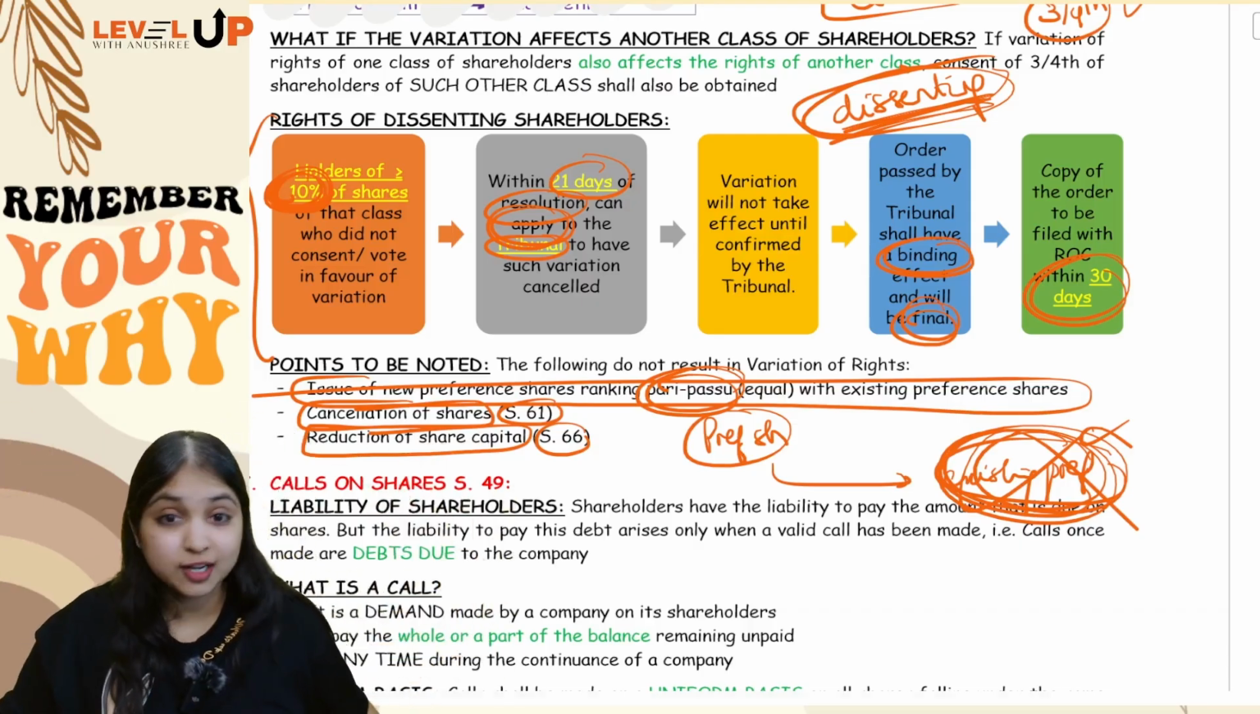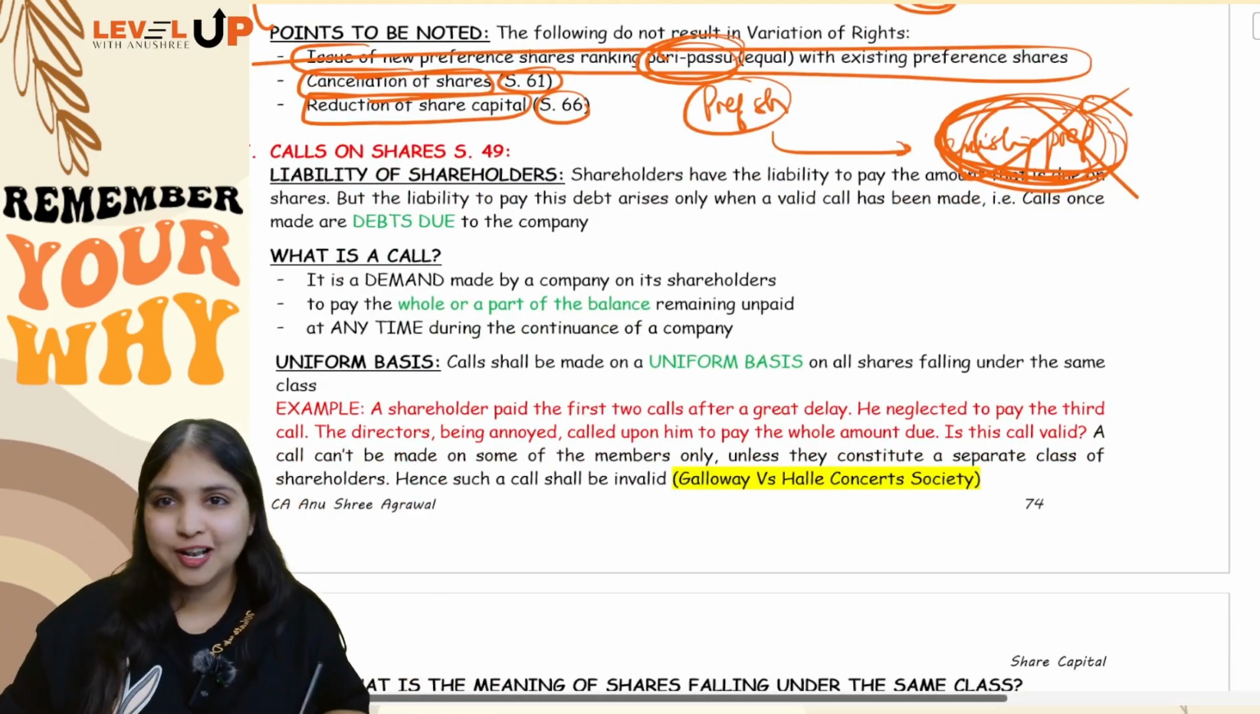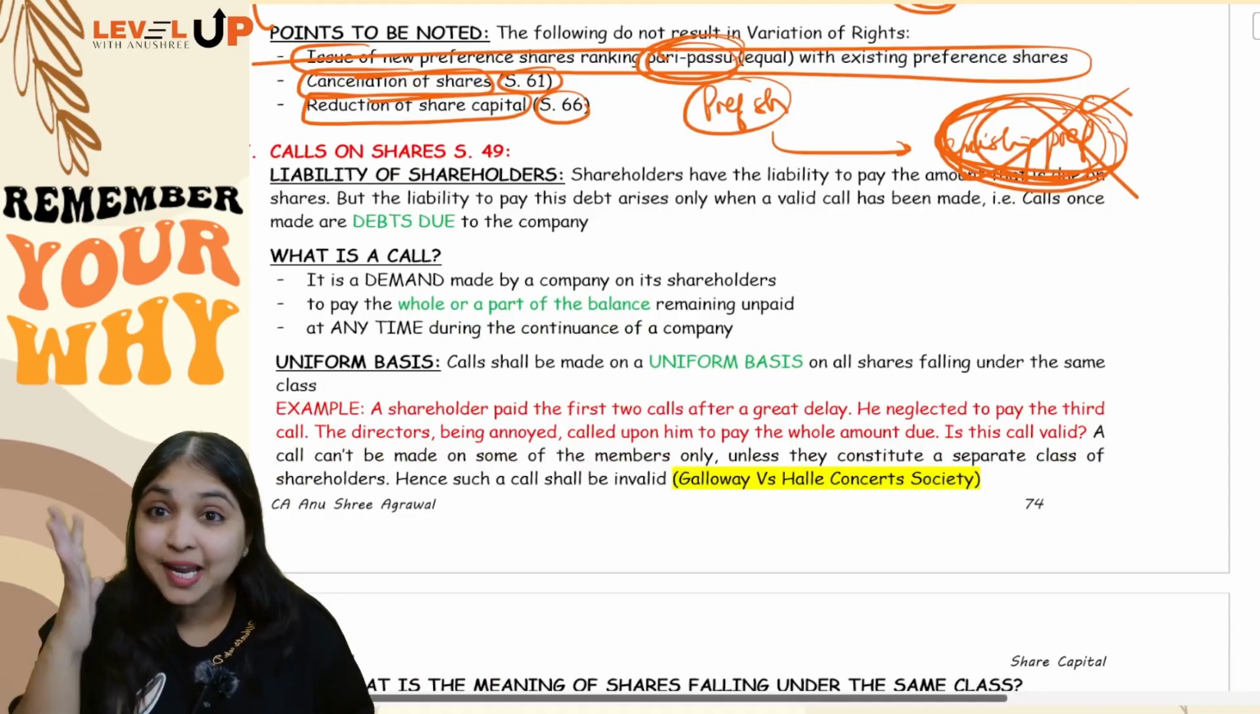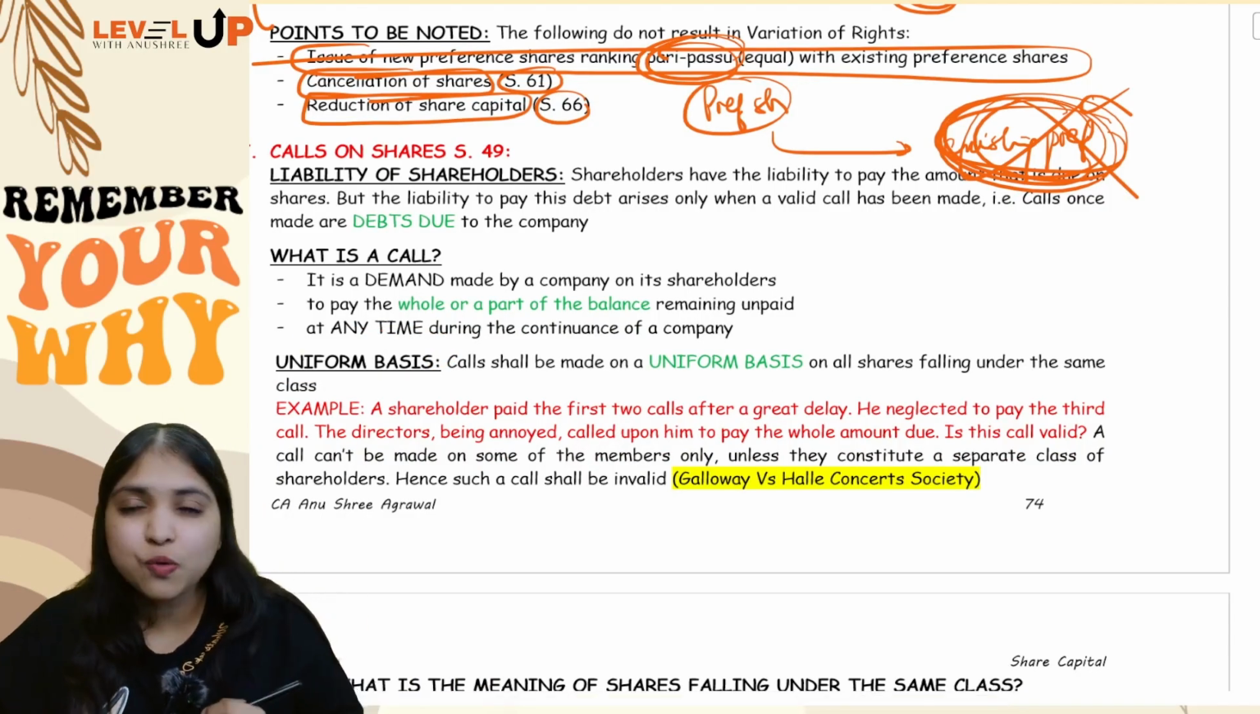This was section 48. Then we learned about section 49, which spoke about calls on shares. Here we had only one important point, which was about uniform basis. We'll come to that. Let's go point by point.